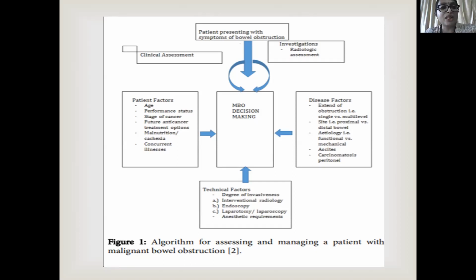So age, performance status, stage. If it is an advanced stage, maybe we might not go in as aggressive as we would for a person who is in the second stage. Then future anti-cancer treatment options. If the patient has a third stage cancer and is undergoing chemotherapy, and in between the treatment phase, he or she has come with an obstruction, and the question is, should we go for a surgical colectomy or a colostomy?